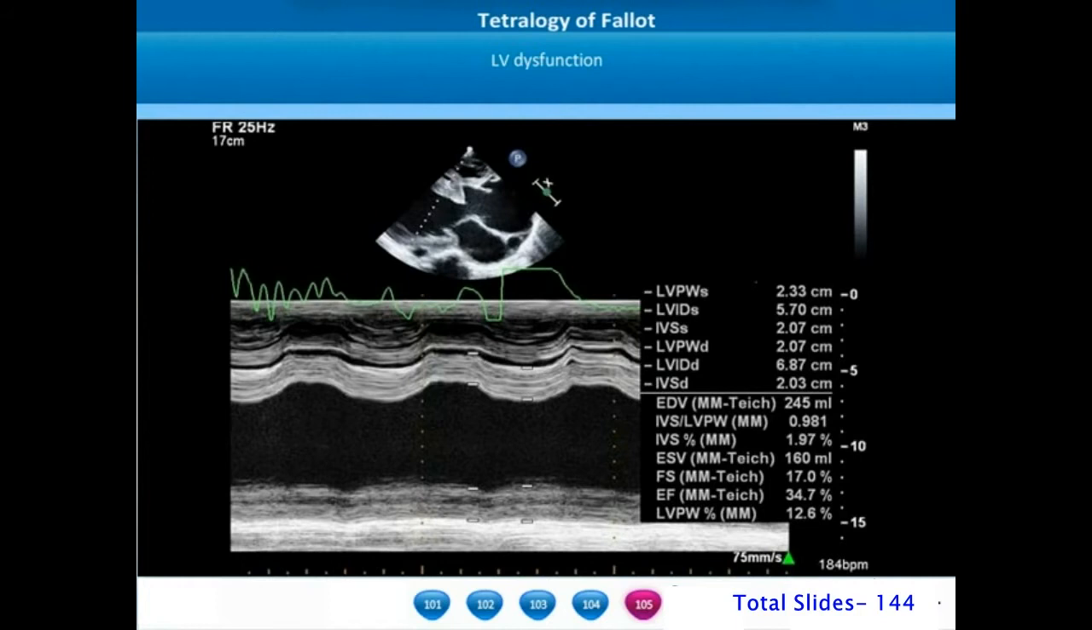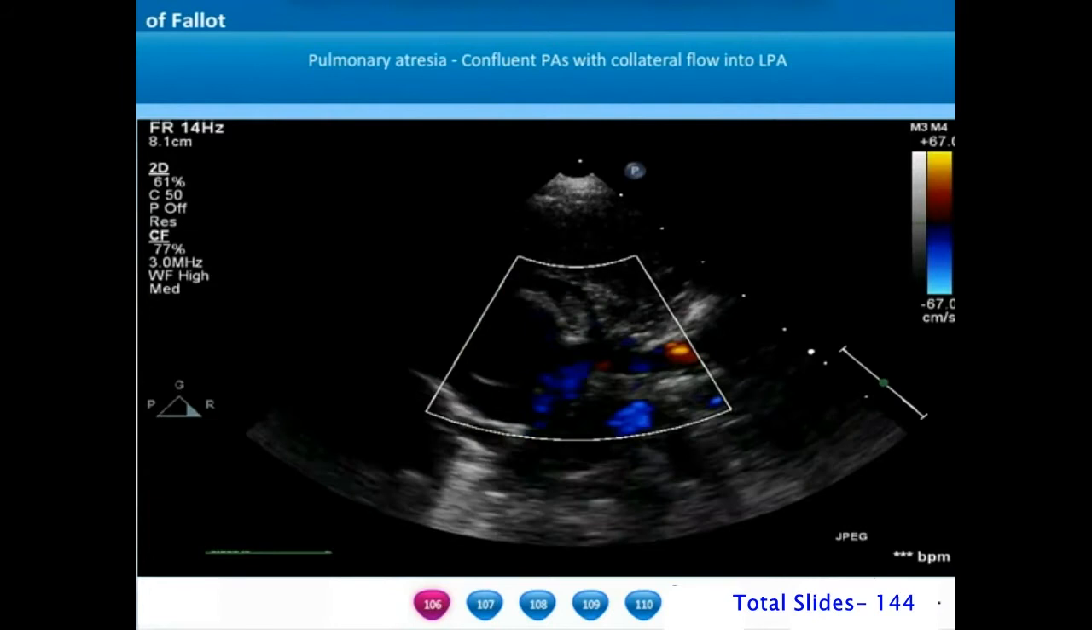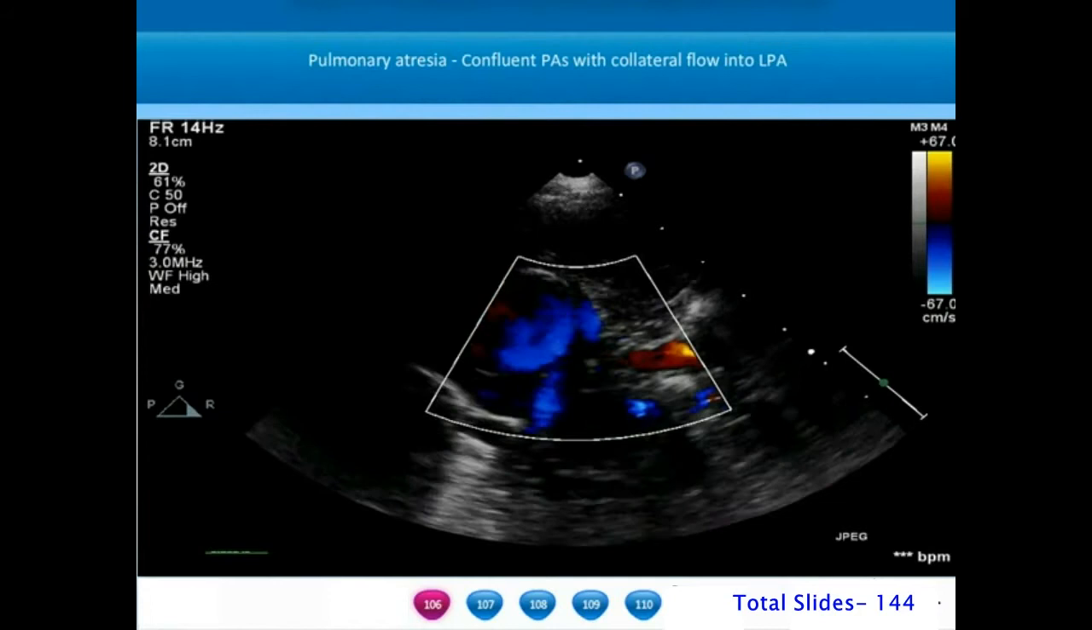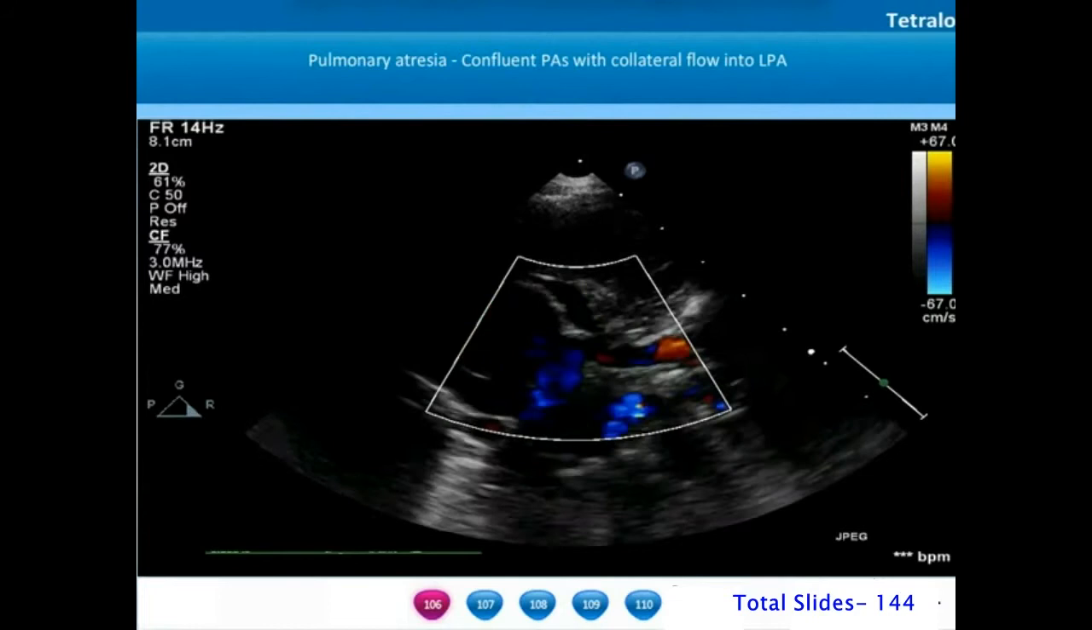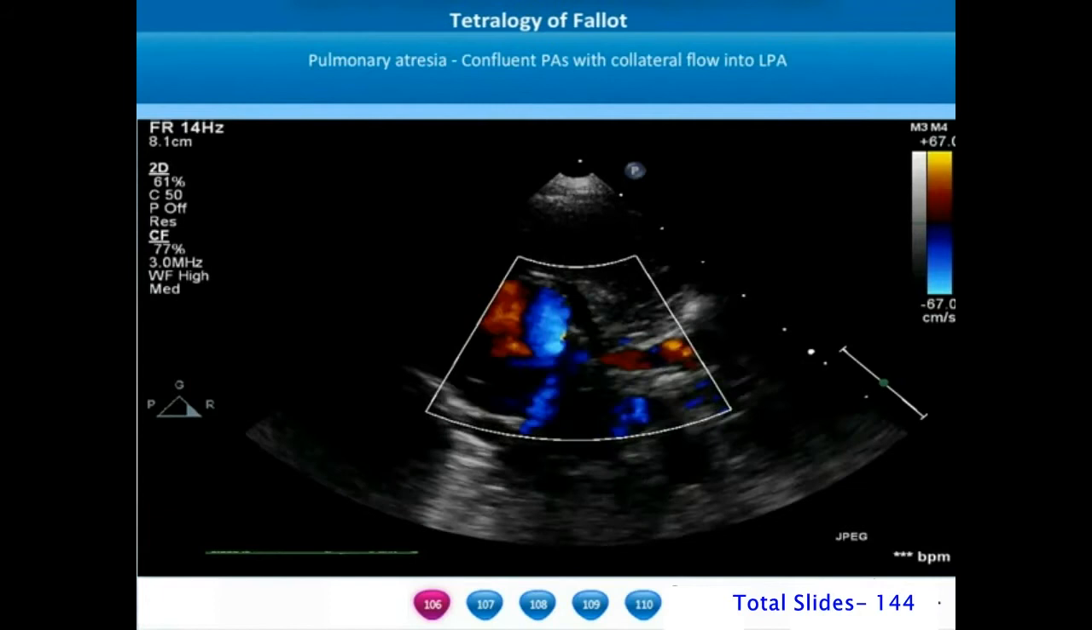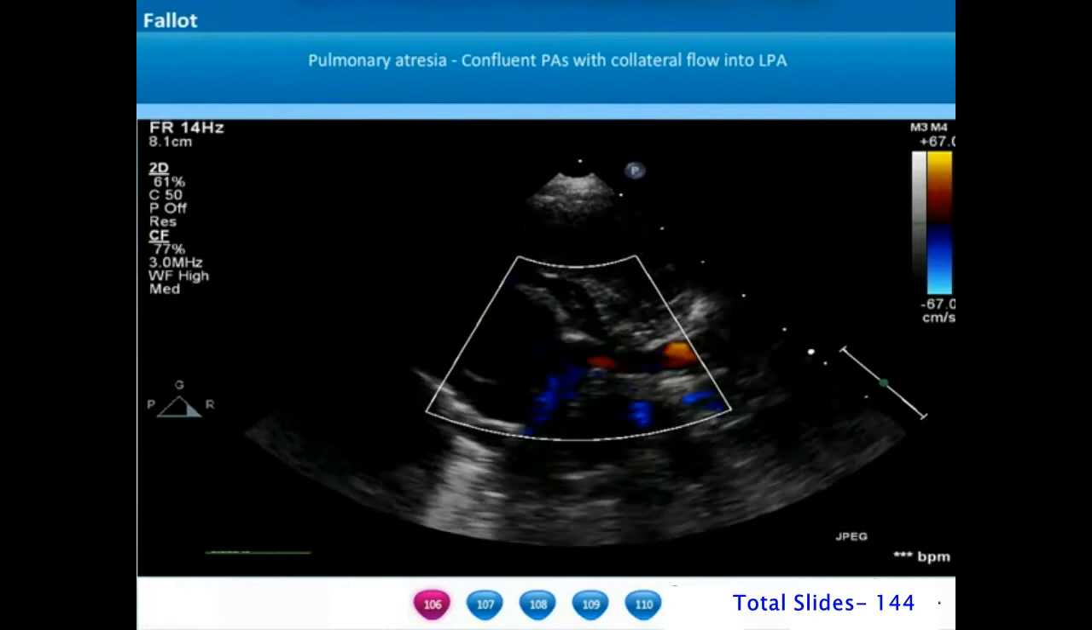Pulmonary atresia with large malaligned ventricular septal defect is an extension of the spectrum of tetralogy of Fallot. In this parasternal short axis view, we can appreciate very hypoplastic right and left pulmonary arteries. We can notice that there is a color flow from the left lung towards the mediastinal portions of the left pulmonary artery, and subsequently the blood flows into the right pulmonary artery.